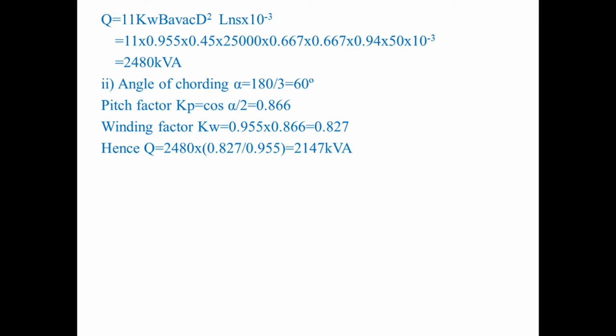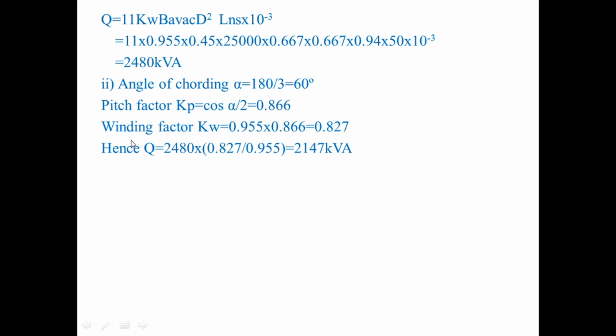So now the pitch factor is given by Kp. Kp is equal to cos alpha by 2. The alpha value is 60 degrees, so you will be getting cos 30. So the value of the pitch factor Kp is 0.866. So the winding factor Kw is 0.955 into 0.866, so you will be getting 0.827. That is the Kw value.